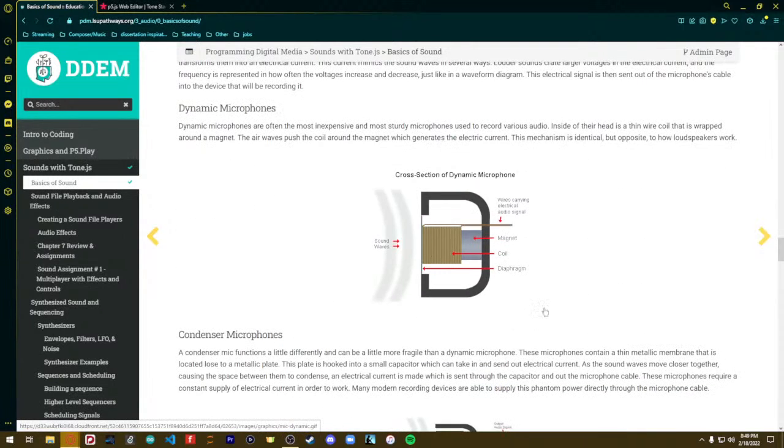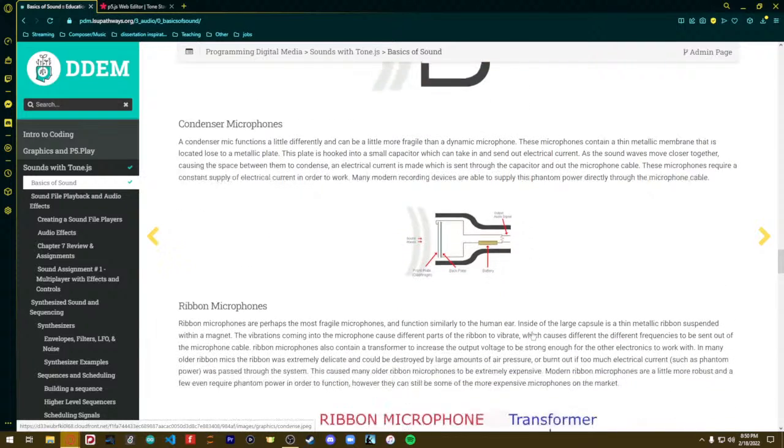There's a dynamic microphone, and this is just a coil wrapped around a magnet. As those sound waves from whatever that's recording hit this little diaphragm, it pushes the coil around the magnet, and that generates electricity, which then goes out the wires to whatever we've plugged it into.